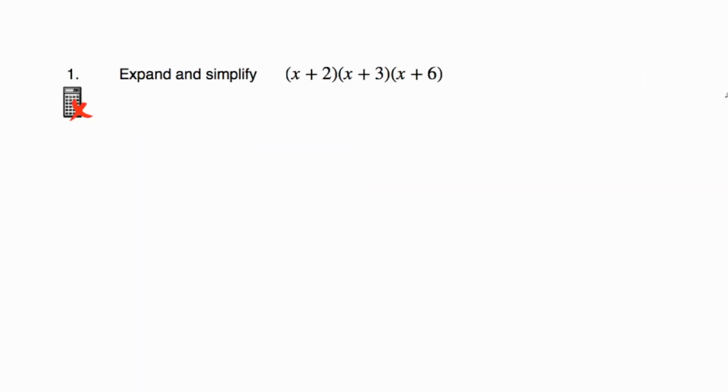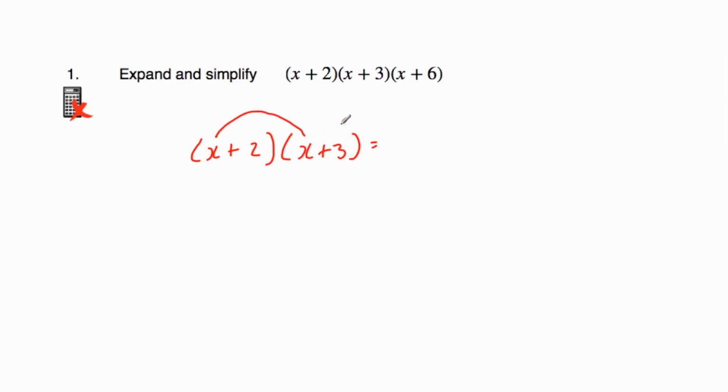So our first question says to expand and simplify x plus 2, x plus 3, x plus 6. So we've got these three brackets. To expand and simplify three brackets, we're going to expand the first pair of brackets, get that answer and then multiply it by x plus 6. So let's start off with our x plus 2 and our x plus 3. And let's expand those brackets and see what we get.